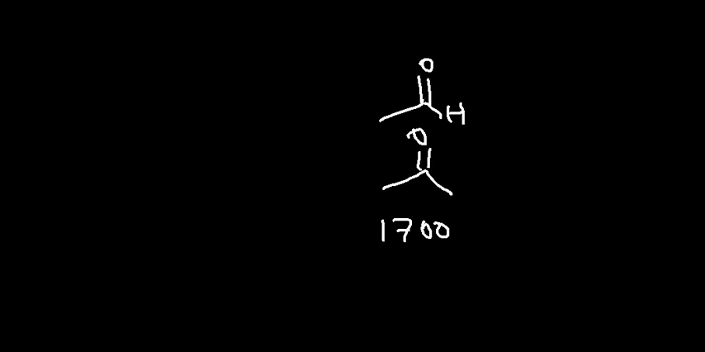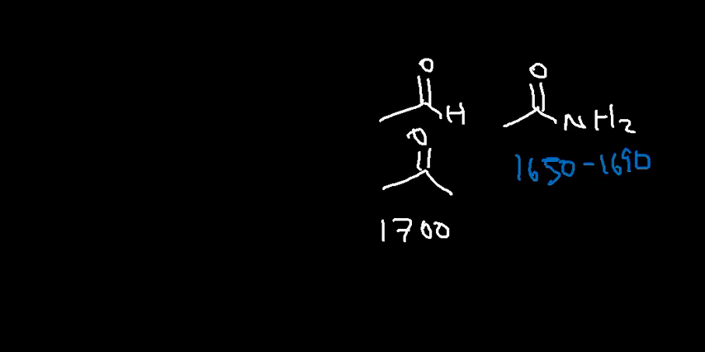So most aldehydes and ketones are very close to 1700. It could be like 1710, 1720, but around 1700. And then you have an amide, which is a little bit less. That's like 1650 to 1690. And then you have an ester, which for some reason is a little bit higher, like around 1735.